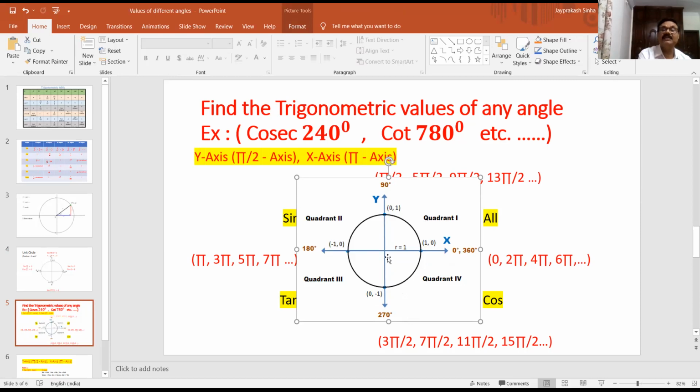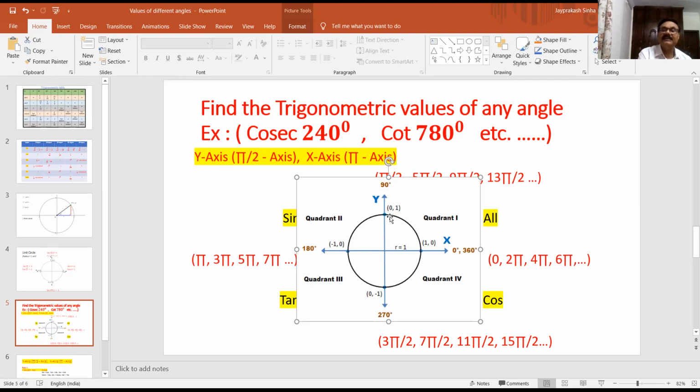If somebody tells you to find the value of cosec 300, where will it lie? 300 will lie in the fourth quadrant, because it is 270 plus 30. 270 plus 30 is equal to 300. We can find these values in both ways. 300 is 270 plus 30 and 300 is also 360 minus 60. So in both ways we can find these values.